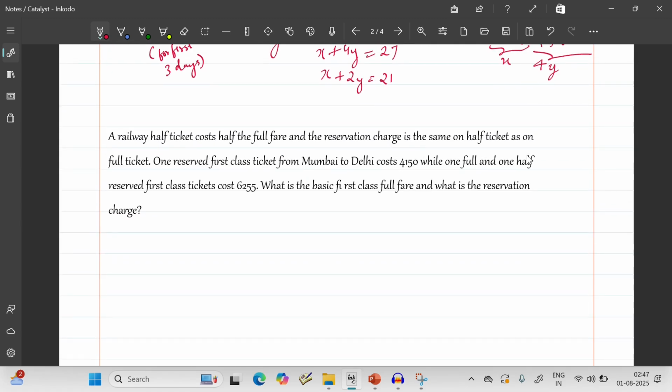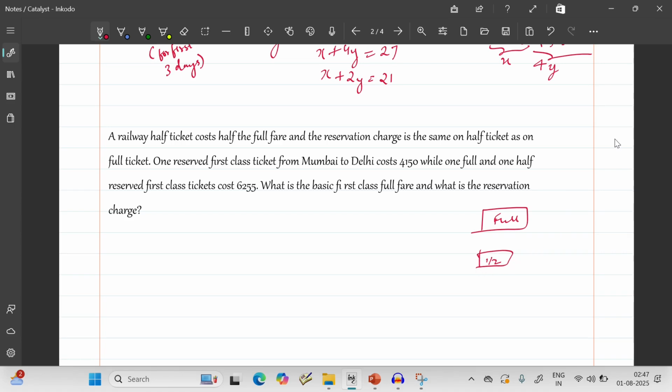Next question, a railway half ticket costs half the full fare and the reservation charge is the same on half ticket as on full ticket. Now let me explain what happens. So now there is a railway station, and if you have to reserve a ticket, okay, if you are buying a ticket, it's a different thing. If you have to reserve a ticket, then you can reserve a full ticket, okay, or a half ticket. A full ticket or a half ticket.